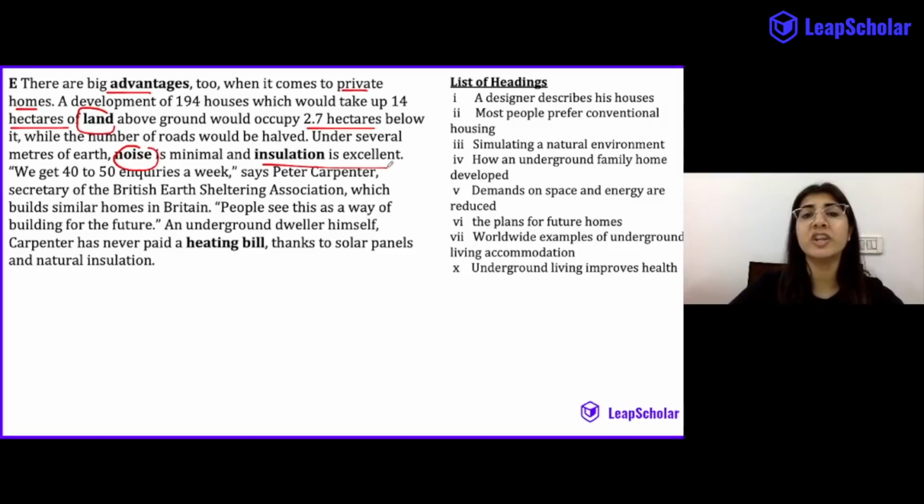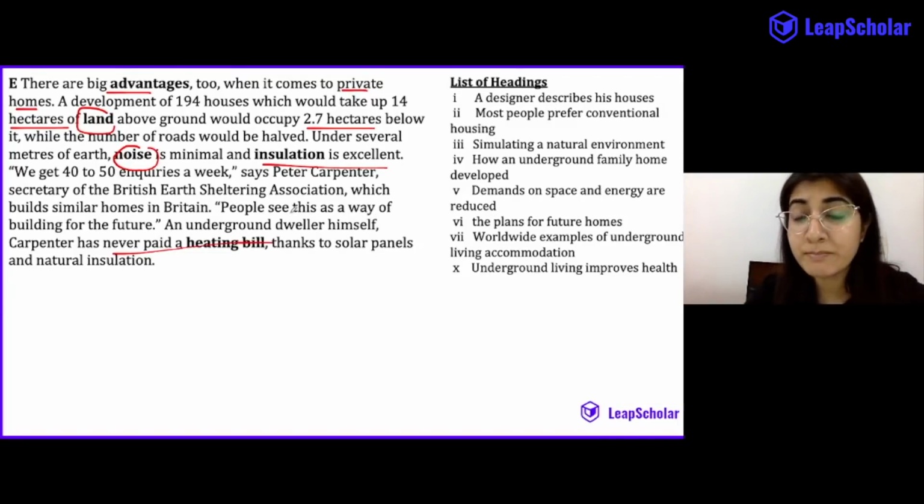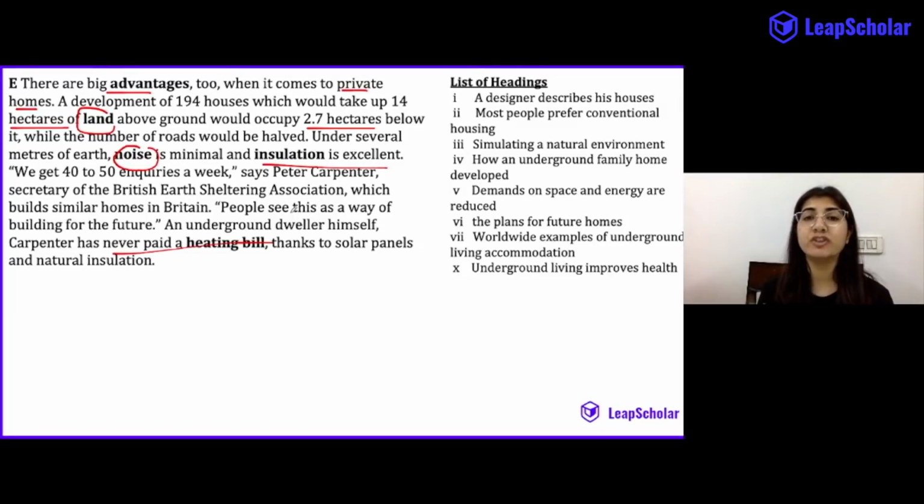So what does this insulation being excellent result in? It results in a decrease in the heating bills, or a decrease in the energy. So my heading should talk about the advantages or the benefits of these types of homes. So if you read your headings, you would know that the advantage that the heading talks about is a decrease in space and energy due to insulation. Sorry, a decrease in, so it's reduced.